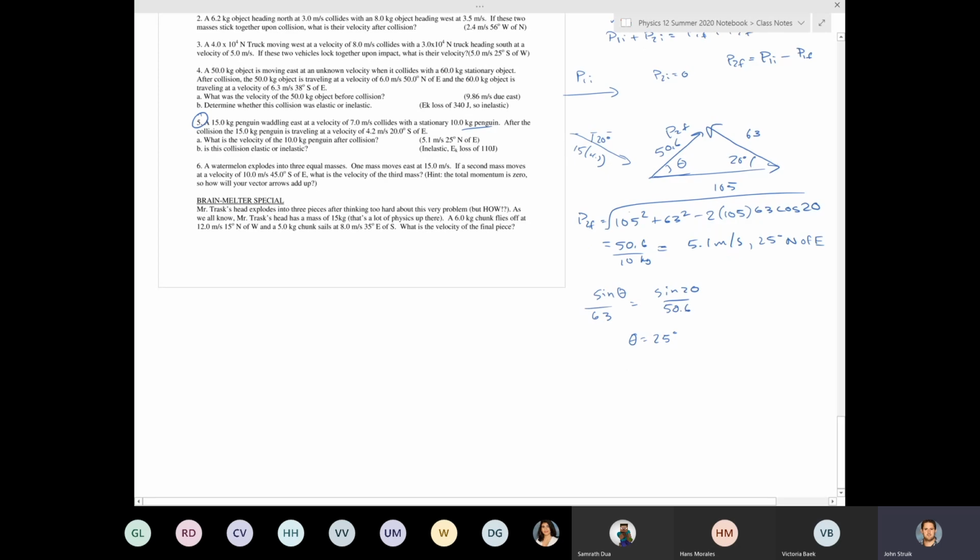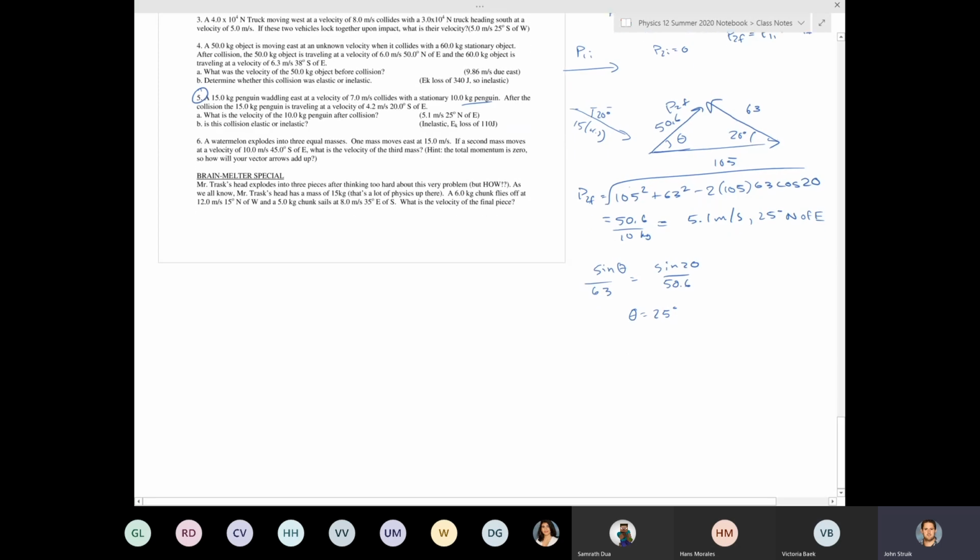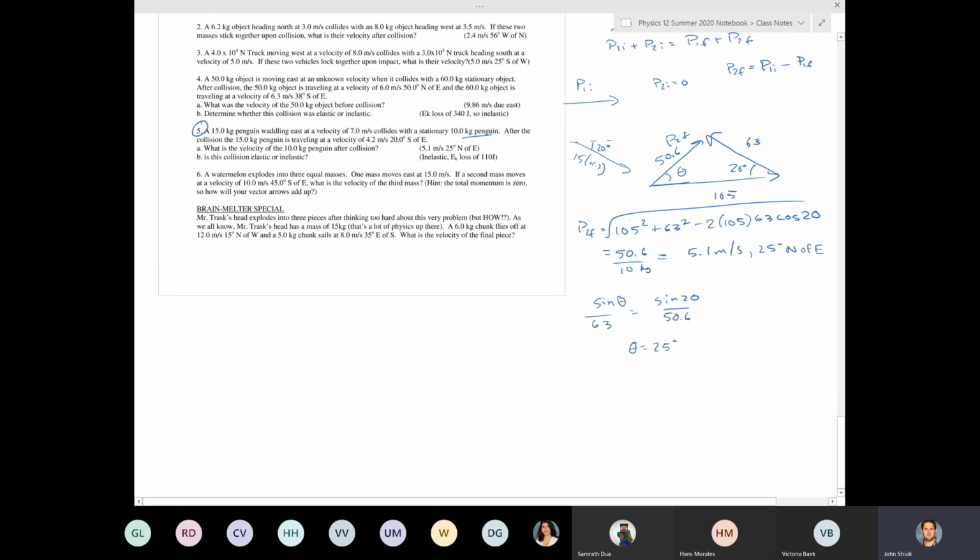Is the collision elastic or inelastic? Okay, so in this case, we have to figure out if there's any kinetic energy lost. So we're going to deal with the kinetic energy of the two penguins before: 1/2 mv squared of the first penguin. The second penguin isn't moving, so I'm not going to do it. Plus 1/2 mv squared of the first penguin after the collision, plus 1/2 mv squared of the smaller penguin after the collision.